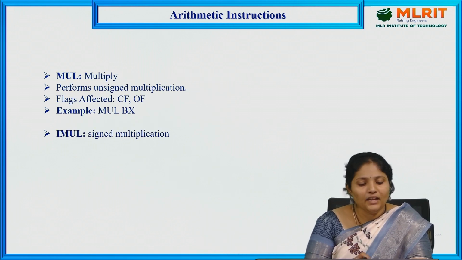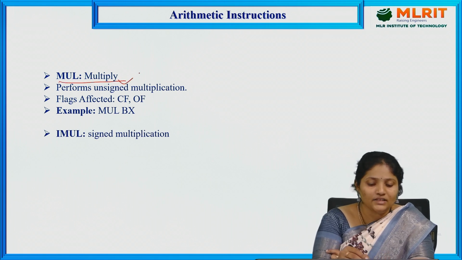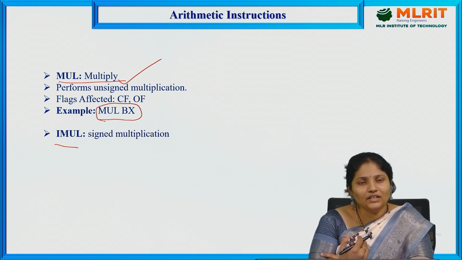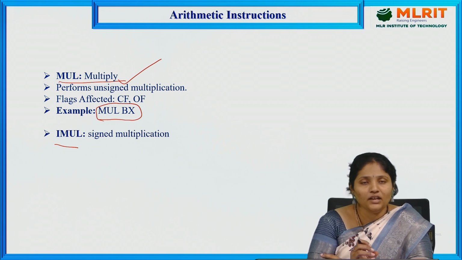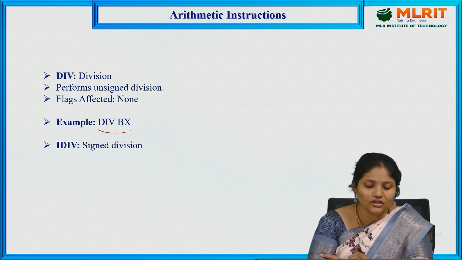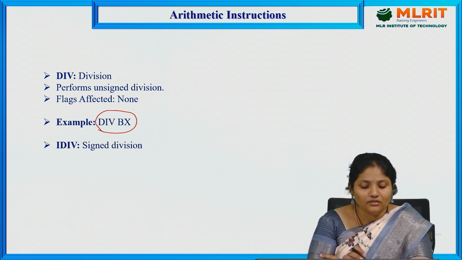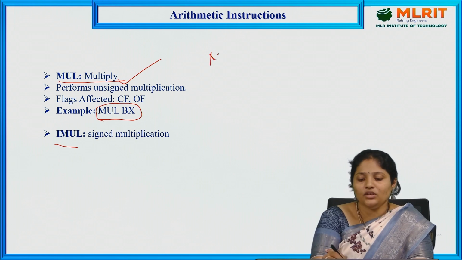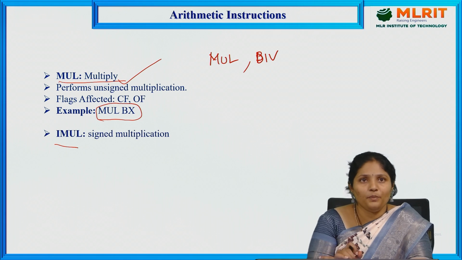In the multiplication instructions, MUL represents unsigned multiplication, while IMUL represents signed multiplication. Here the example is MUL BX. In the previous addition and subtraction instructions, we mentioned the source operand and the destination operand. But in multiplication and division instructions, the source and destination operands will not be in the instruction itself, because in multiplication and division operations, the destination register is always the AX register.